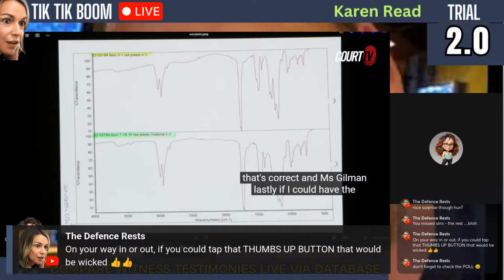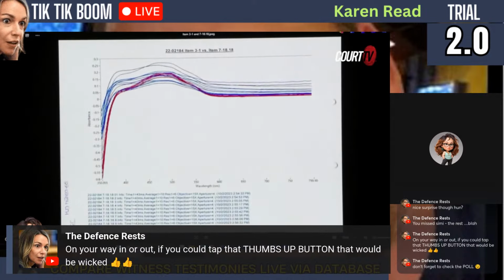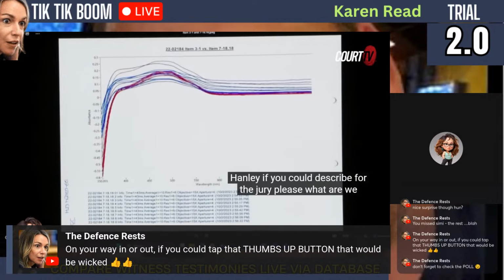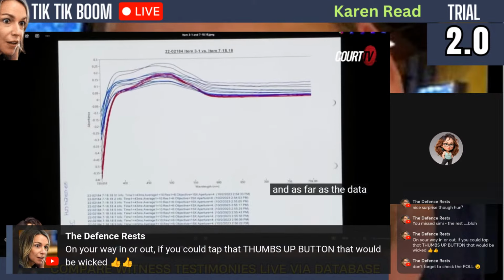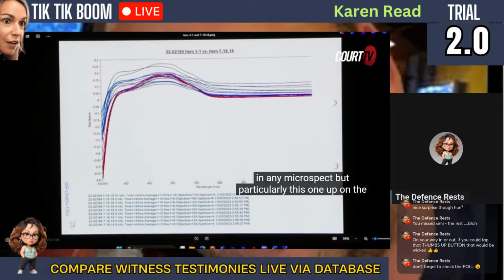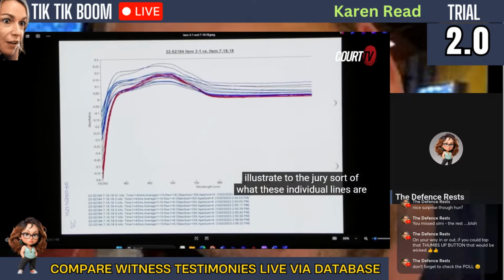And Ms. Gilman, lastly, if I could have the microspec data. And Ms. Hanley, if you could describe for the jury, please, what are we looking at in this particular data set? So this is the comparison data from the microspec of the red plastic from item 3-1 and the red plastic from 7-18.18. And as far as the data in any microspec, but particularly this one up on the screen, using that laser pointer, could you illustrate to the jury what these individual lines or what this data means?